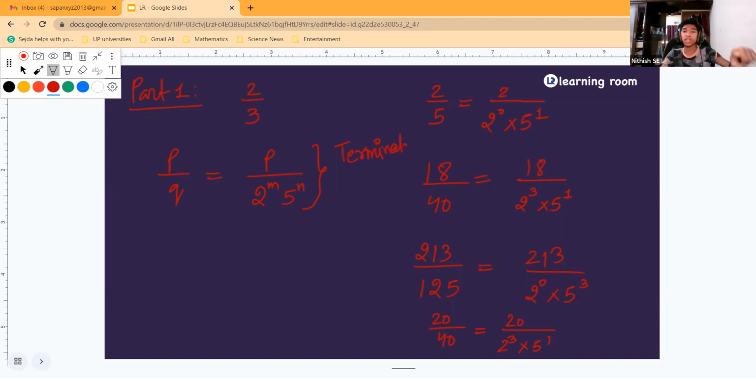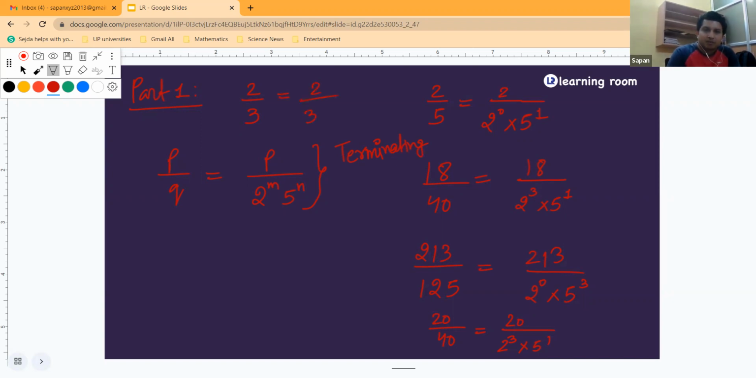So for 2 by 3, I can't do this. Yeah, 2 by 3, because the factorization of the denominator 3 is what? 3 power 1. That's it. 3 power 1 is not of the form 2 power m into 5 power n. Since the factorization of the denominator is not of this form, this is a non-terminating number.